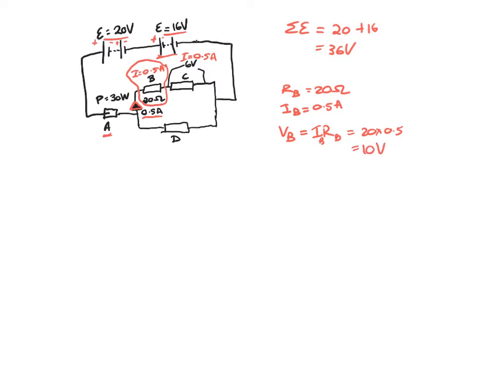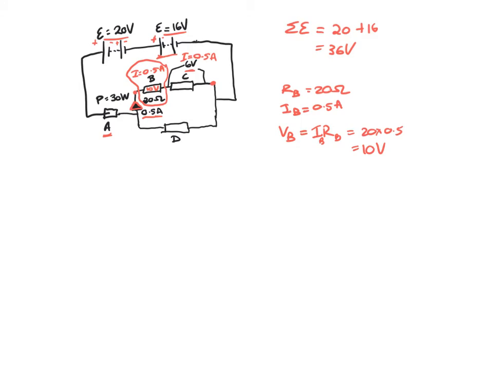So the potential difference across resistor B is 10 volts, so I'll label that there. And the potential difference across C, which is already given to me, is 6 volts. So both resistor B and C together have a total potential difference of 16 volts across them. So between this point and this point, I apply Kirchhoff's second law, which says that the sum of potential differences should be equal to the sum of EMF.